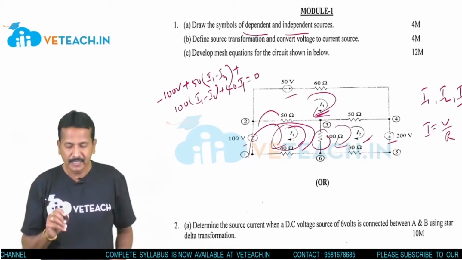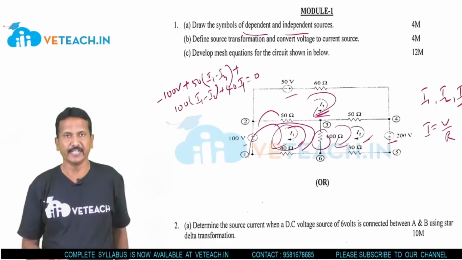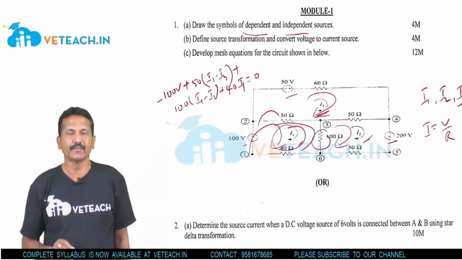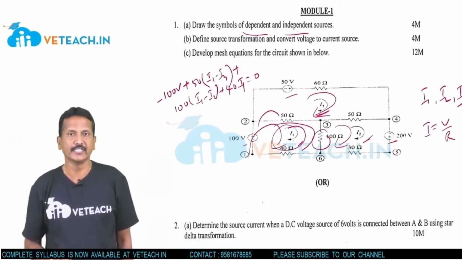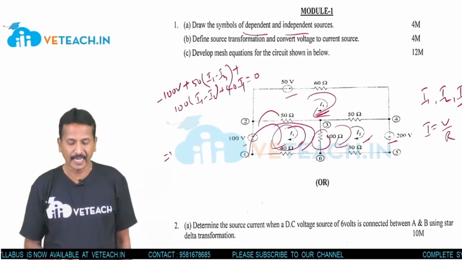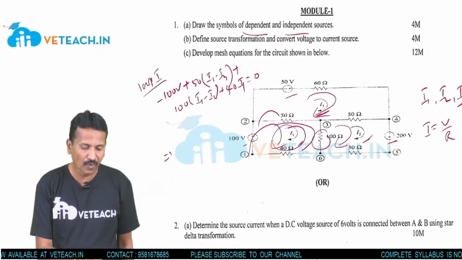Students, this is the way you have to write the loop equations or mesh equations. It's a closed path, current is flowing across each and every branch, and you have to initialize this and write these relations. This is loop 1, this is the equation for loop 1.